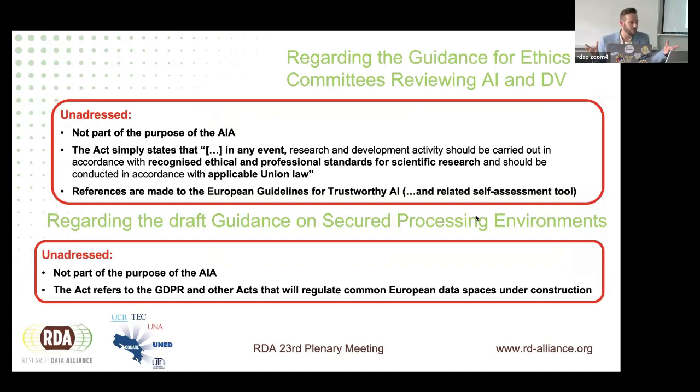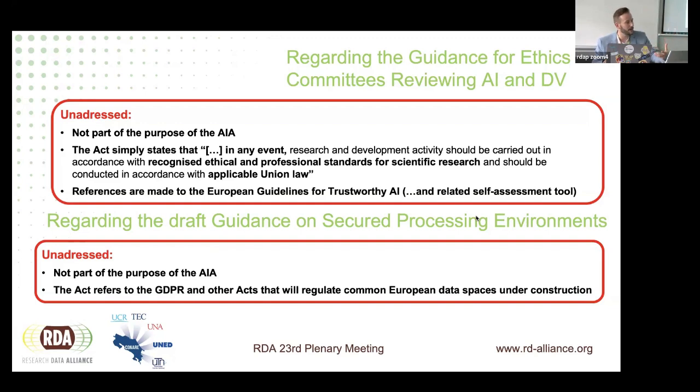Regarding the two last deliverables, the topics are unaddressed because they are out of purpose regarding the Act. So regarding the guidance on ethics committees, the Act simply states that in research, it is important to respect and recognize ethical and professional standards, and it makes reference to the European guidelines for trustworthy AI and related self-assessment tools for developers. So we have clues that can be used by the committees, but it is not really central in the Act.